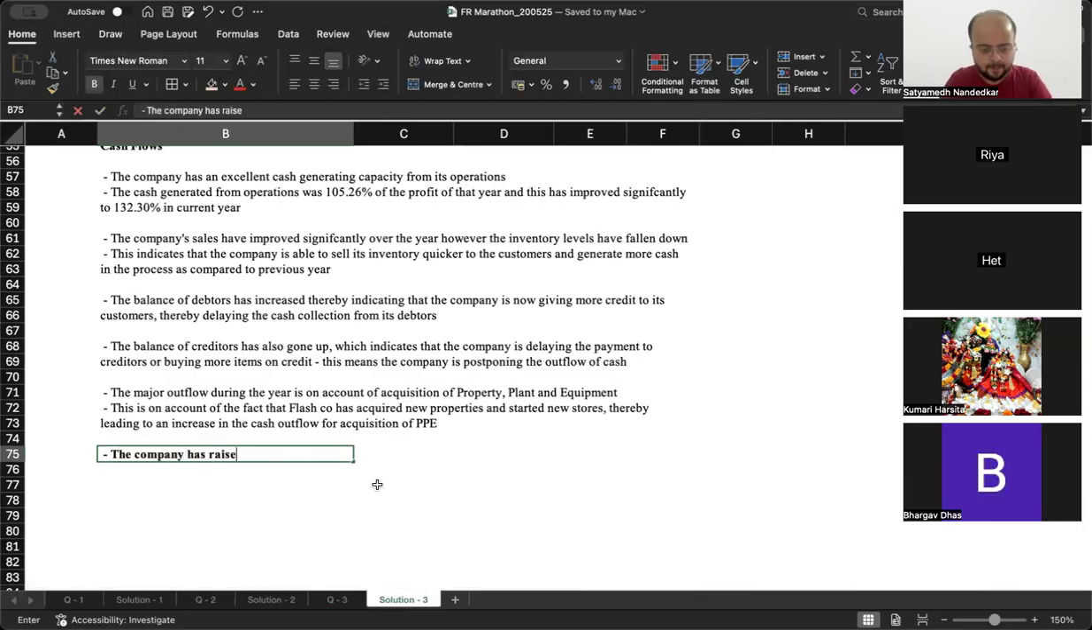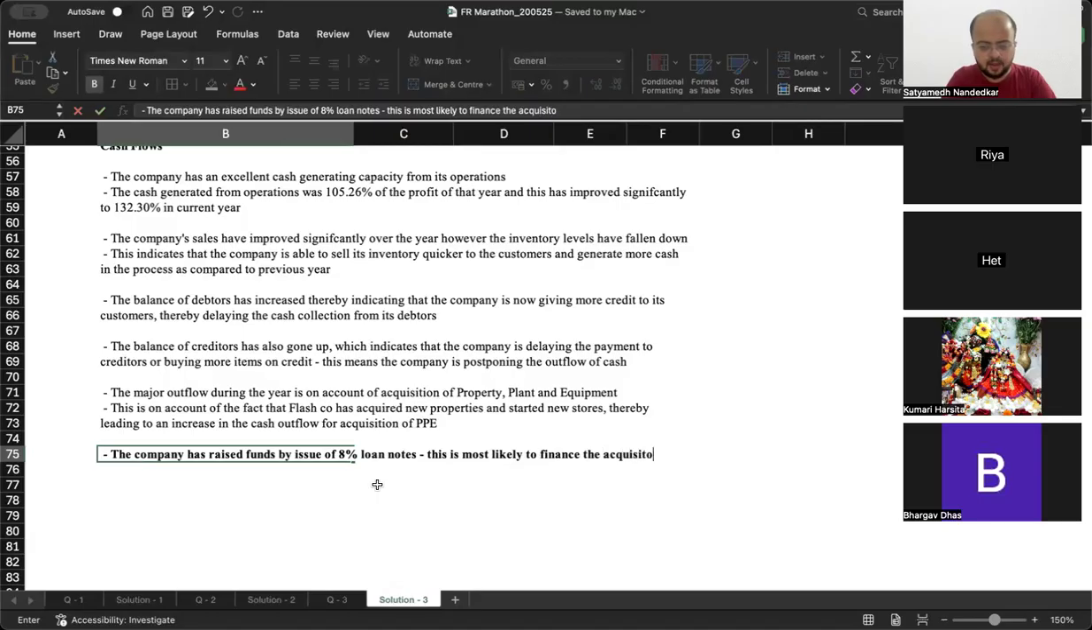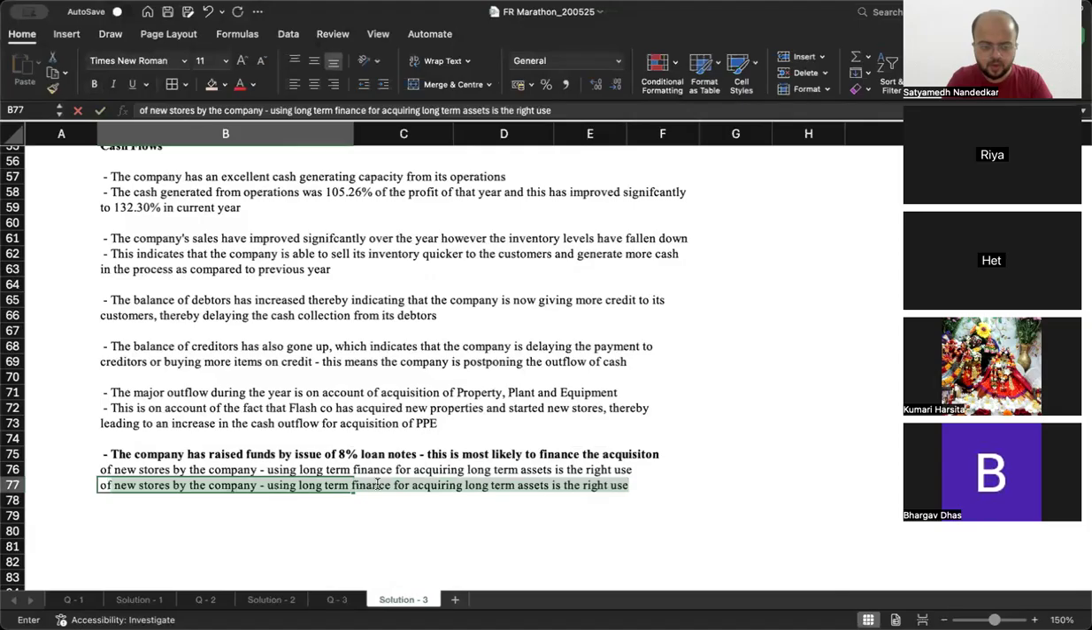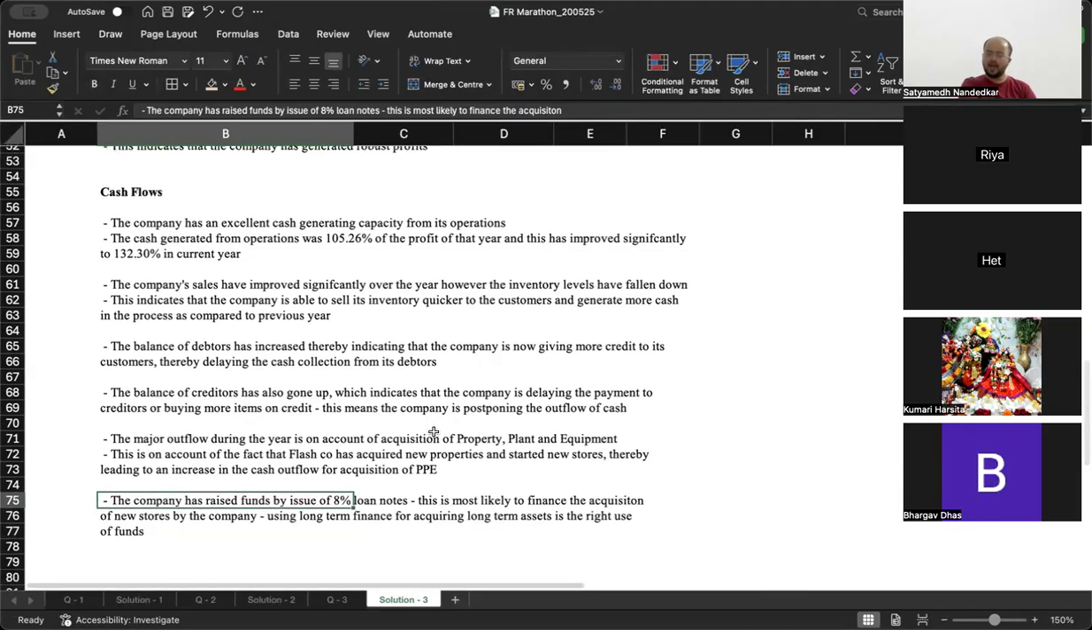The company has raised funds by issue of 8% loan notes. This is most likely to finance the acquisition of new stores by the company. ठीक है. And using long-term finance for acquiring long-term assets is the right use of funds. ठीक है. तो आपने अच्छे से कैश फ्लो का सारा कुछ था आपने एक्सप्लेन कर दिया.